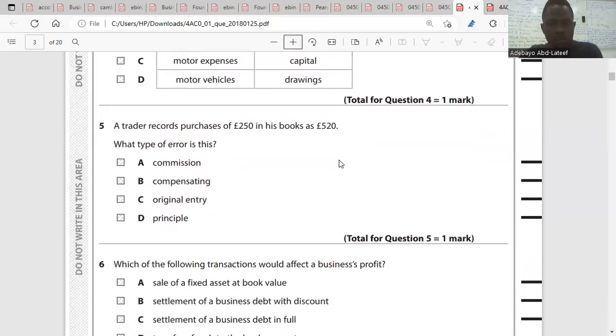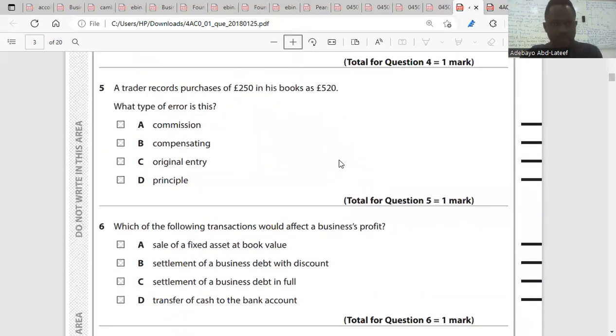Okay. Go to question 5. They said a trader records purchases of £250 in his books as £520. What type of error is this? Is it commission? Is it compensating? Is it original entry? Is it principle?